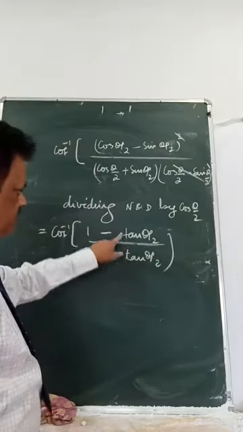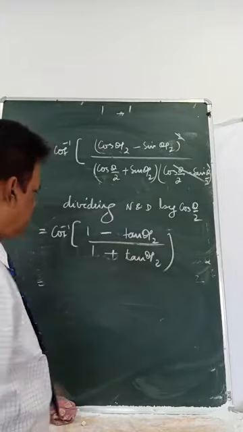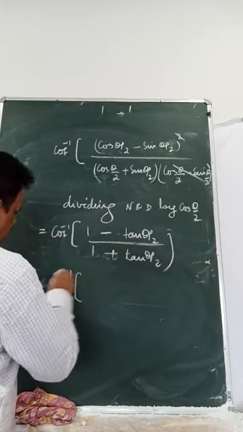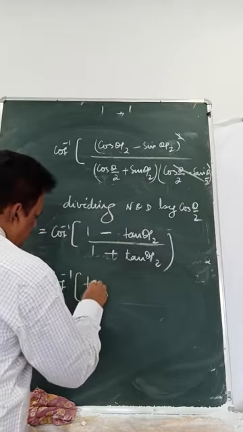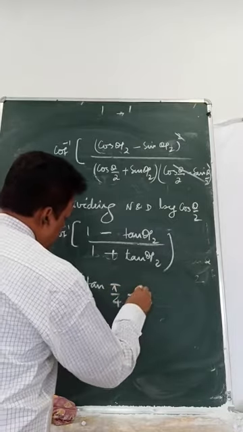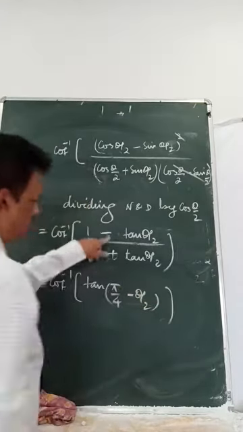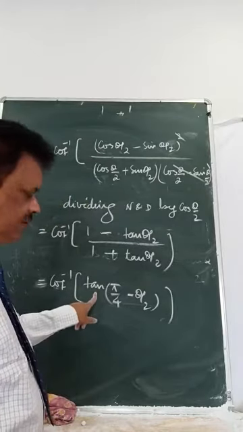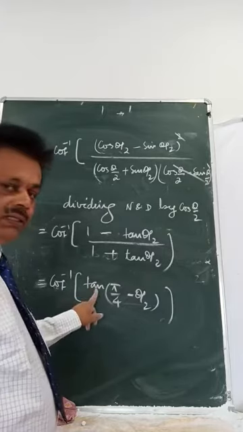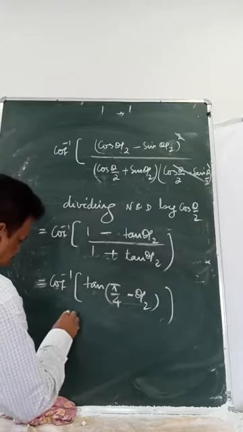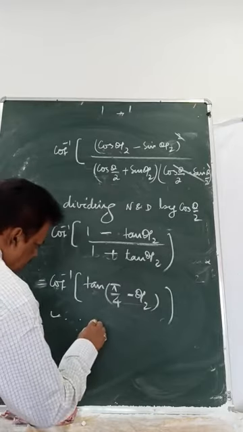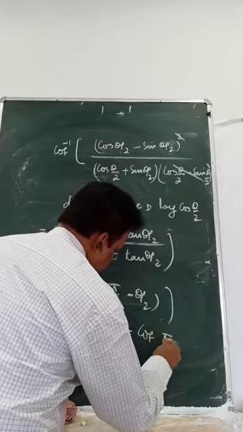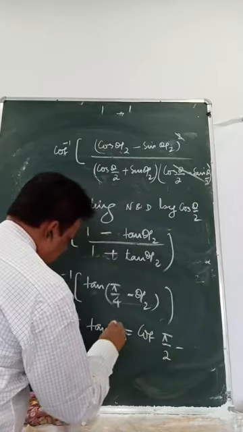I have given you the direct formula for this just now, you just check it. That will be cot inverse tan of (pi by 4 minus theta by 2). This is a direct formula. But here the problem came up. This is cot inverse, this is tan. So tan you have to make cot. How to make it cot? You have to use this formula. You remember this: tan theta equals cot of (90 minus theta), you write.